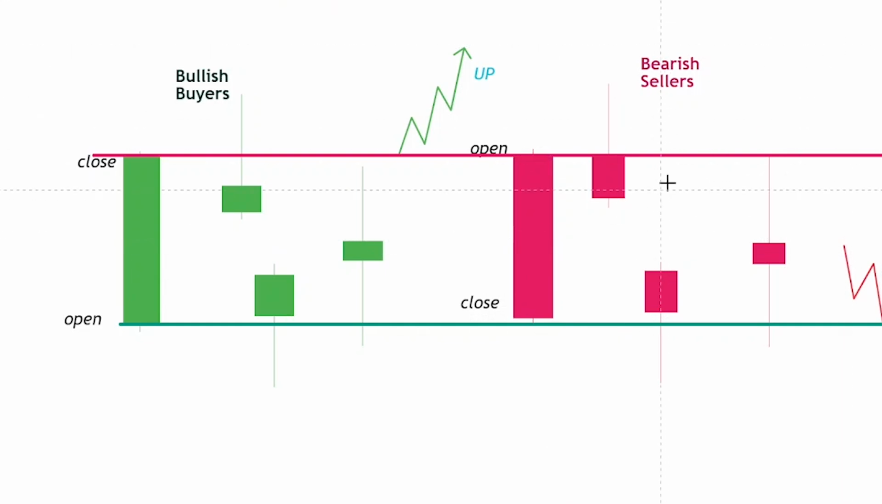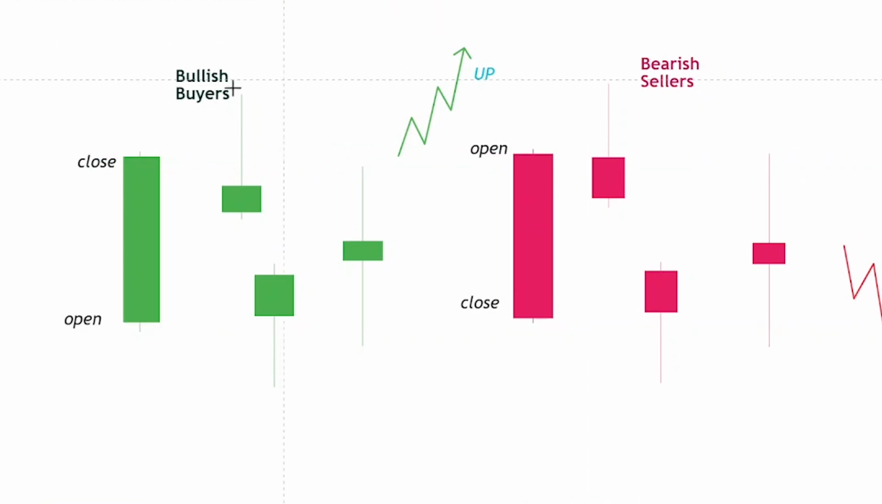So that is the difference between buyers and sellers, or bullish and bearish candlesticks. After explaining the open and the close of these candlesticks, we need to know their shapes. So I was talking about the full body of the bullish candlestick. It shows that the buyers are in full control of the market. The buyers are very strong.